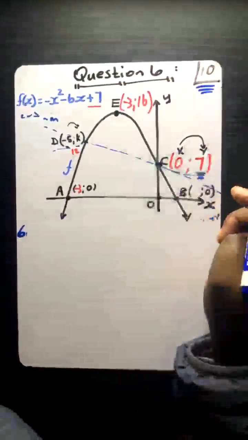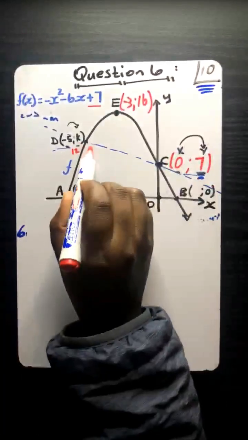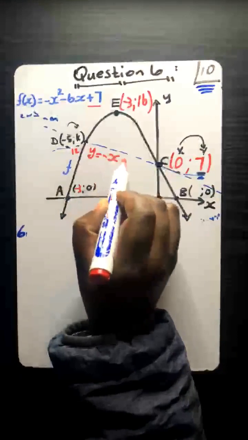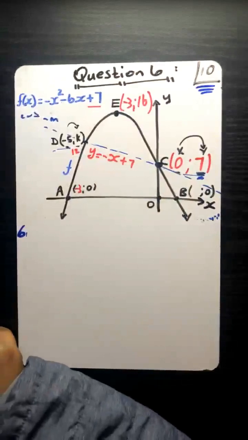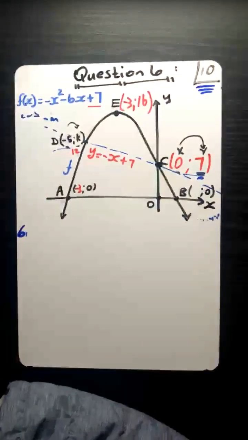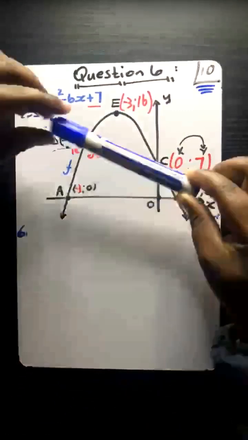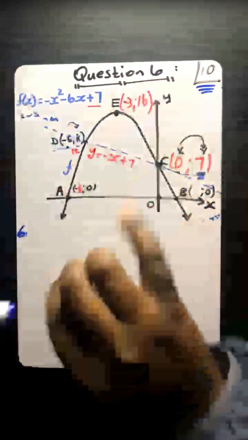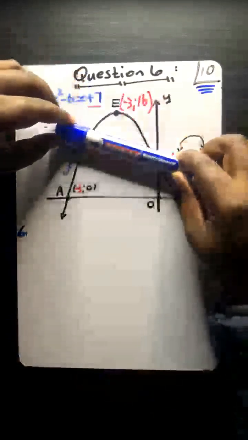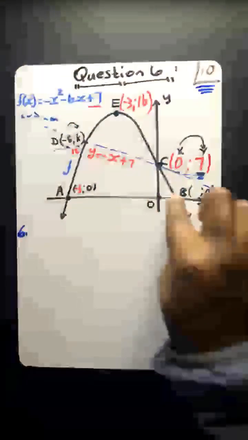Remember, CD was calculated to be y equals negative x plus 7. Now they're talking about a tangent parallel to CD that touches F at P. Remember, when a line is parallel to another line, it is the same direction. But because it's a tangent, it cuts the curve at only one point. And that point could only be somewhere there, because if you move further down, it will always cut this two times, at two points. So that is why the only way is to move it upwards.